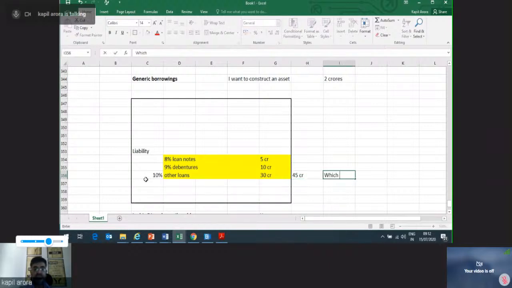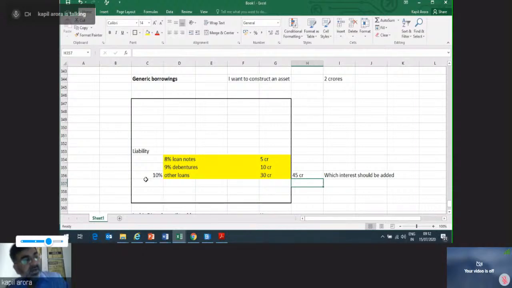Which loan or which interest should be capitalized? Which interest should be capitalized? 8%, 9% or 10%? Which one do you think I will be capitalizing? Because there are different types of loan which are there.